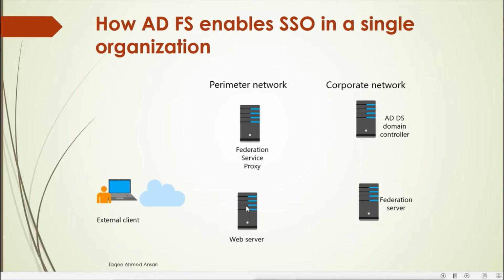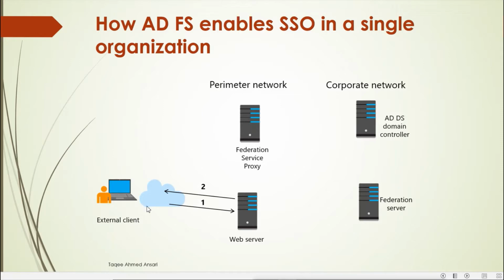Now what do we have? We have a web server here, the federation services proxy server also, and then we have the federation server here. And then we have the ADDS domain controller and the whole domain. These are all under our local premises. Now this web server provides the single sign-on web application for accessing the resources. When the user tries to access, first it will access the web server, and the web server will provide the single sign-on page to authenticate the user.